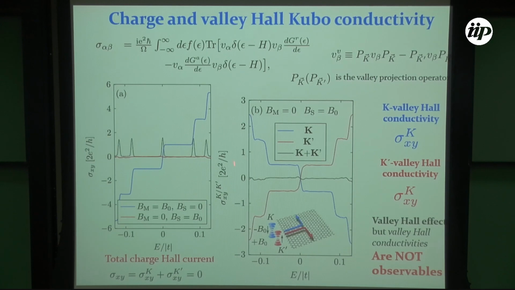Here we show that we can valley project the conductivity, so the valley Hall conductivity on the K and K prime. They are not zero, but their superposition leads to a zero signal for the total Hall conductance. So the valley Hall conductivity is unobservable if we have not broken time reversal symmetry. But we have this kind of picture.